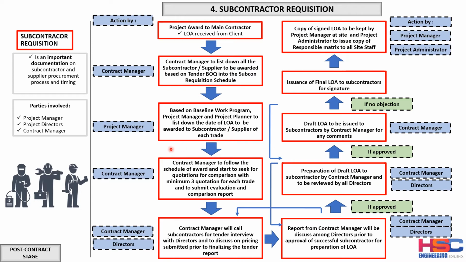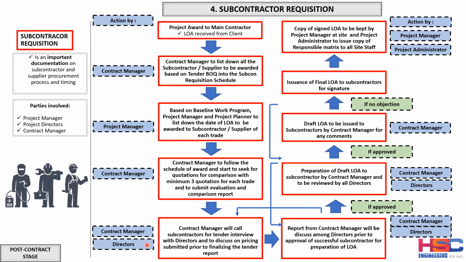And then once this date has been given by the project manager, the contract manager will follow the schedule of award, when the project manager needs the subcontractor to come in, and start to seek the quotation. Once the contract manager knows when the project manager needs it, they will start to seek, which is the most important. So they have a priority, which subcontractor will be awarded first. So he will seek a minimum of 3 quotations for each trade and submit. And once he gets the 3 quotations, he will do an evaluation report and submit a comparison report.